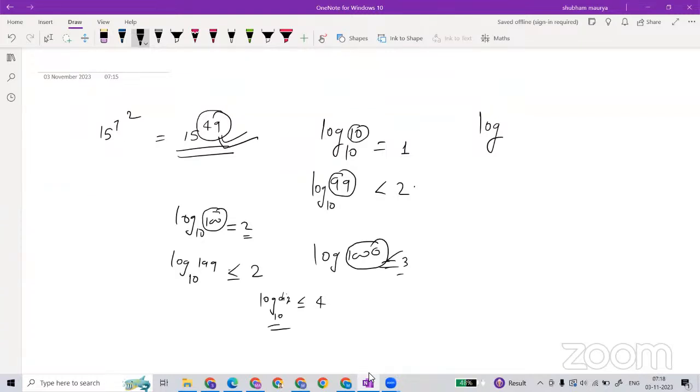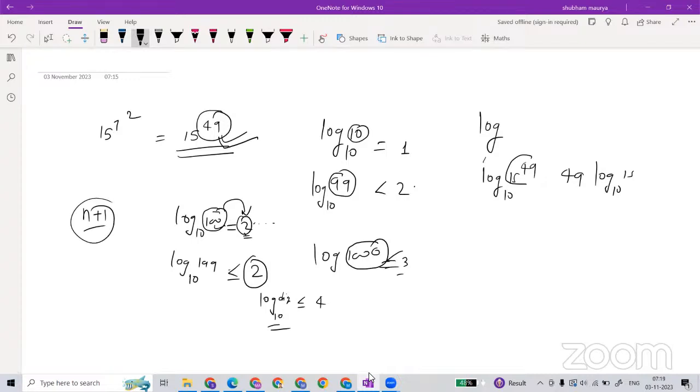Like log to the base 10 of 15 to the power 49. This can be brought out in multiplication as 49 times log 10 of 15. So whatever you take the log of, this gives you a value whose integer part gives the number of digits. If the integer part is 2, then the total number of digits is n plus 1. If you are getting the value 2, then I just add 1. This pattern we need to follow.